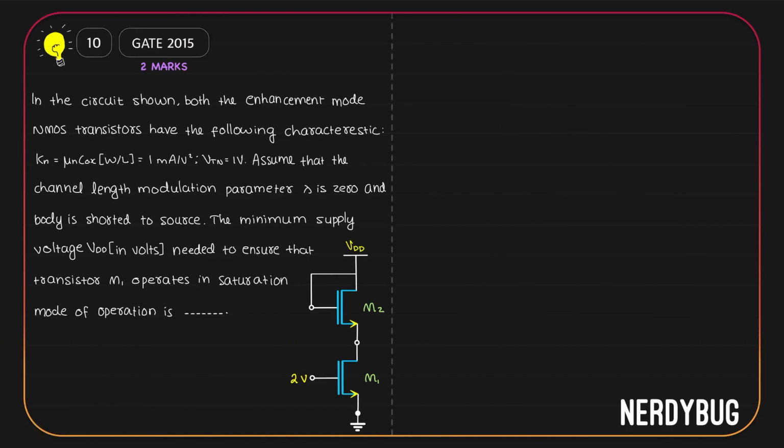Let us see the final problem. In the circuit, both the enhancement mode NMOS transistors have the following characteristics. Kn, which is mu n Cox W by L, is 1 milliampere per volt square. Threshold voltage for the NMOSFET is 1 volt. We can assume that the channel length modulation parameter is 0. Body is shorted to the source, which means body effect is also not to be considered. What we have to find out is the minimum supply voltage in volts needed to ensure that the transistor M1 operates in saturation mode.